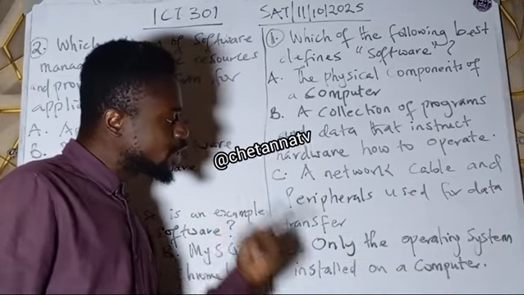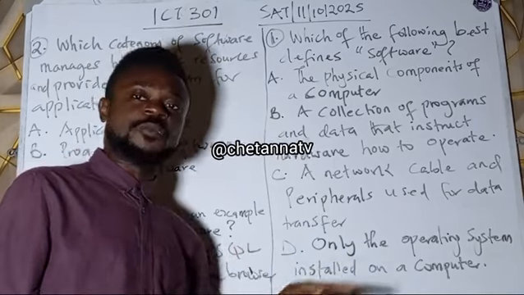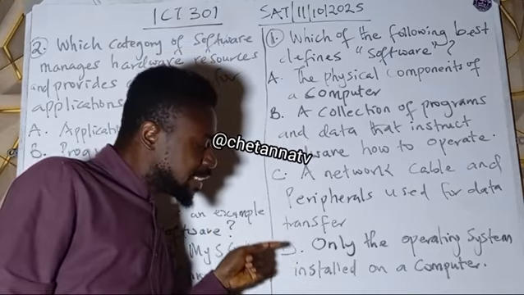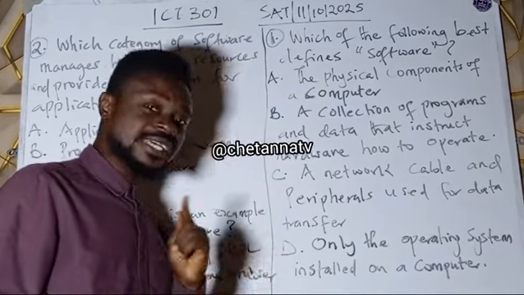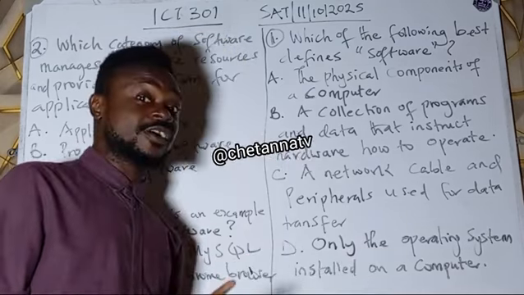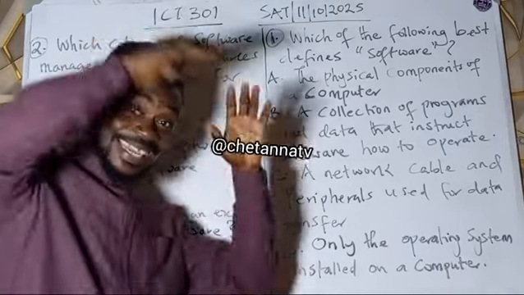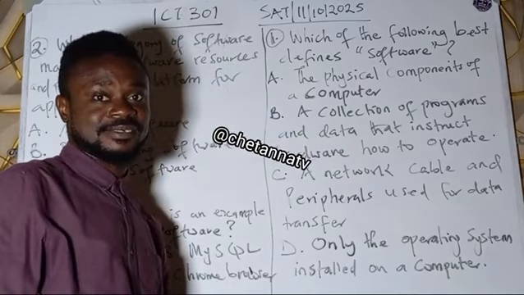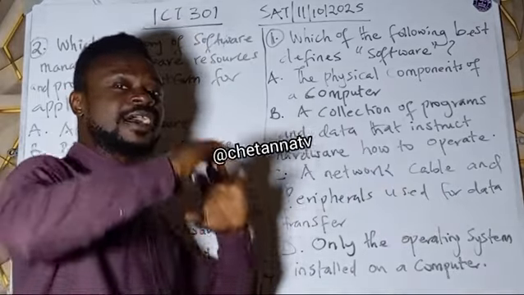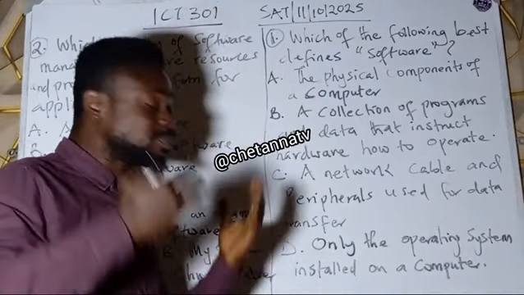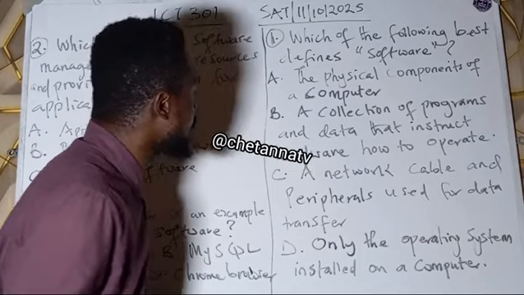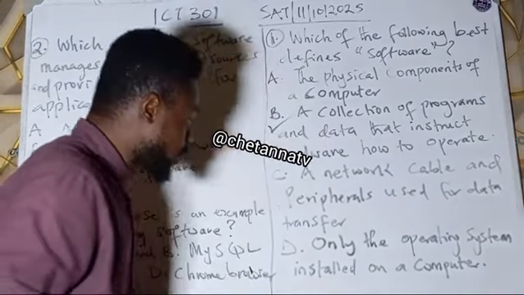D says only the operating system installed on a computer. If you're not careful, you may tick D, but D is not the answer. Let me tell you why D is not the answer. Even though the operating system is part of the software, it does not define software in its entirety. Am I communicating? Software goes far beyond just the operating system. So that's why I wouldn't take D as the answer. So the most appropriate option is option B. All right. So let's go to the next question.